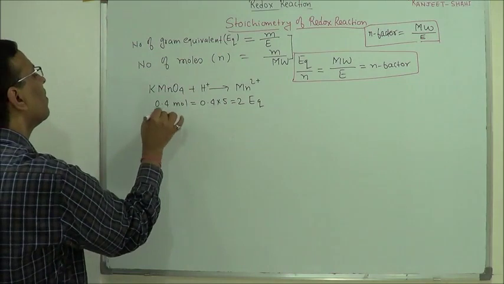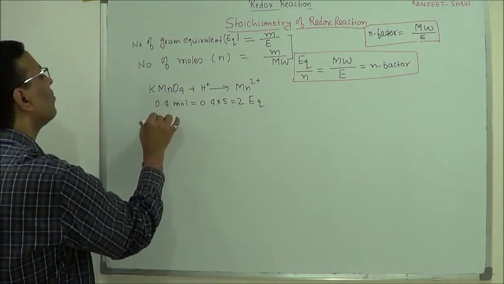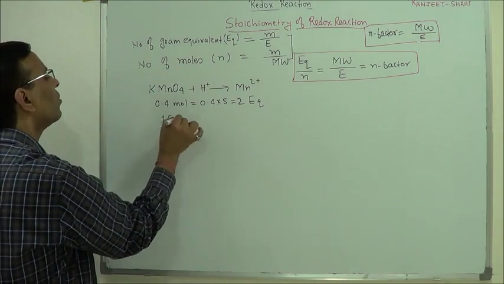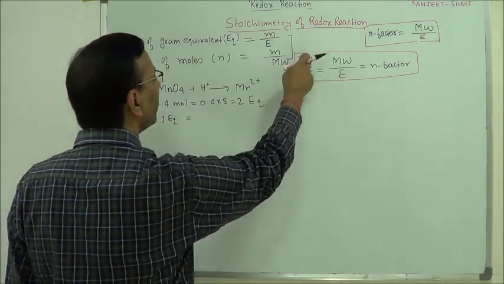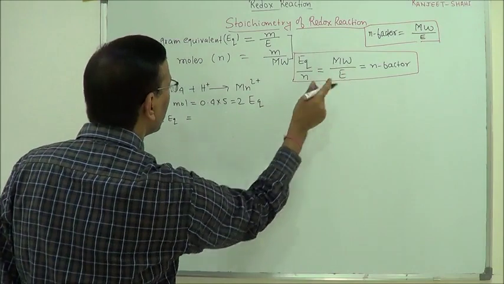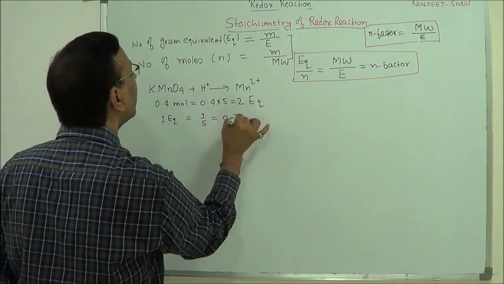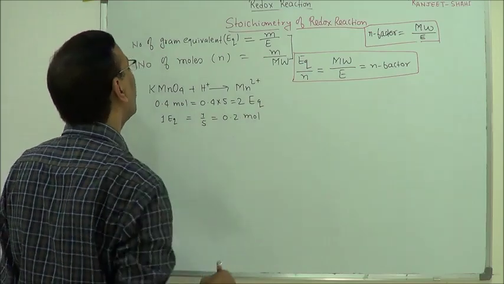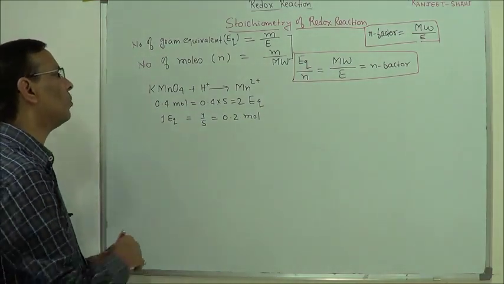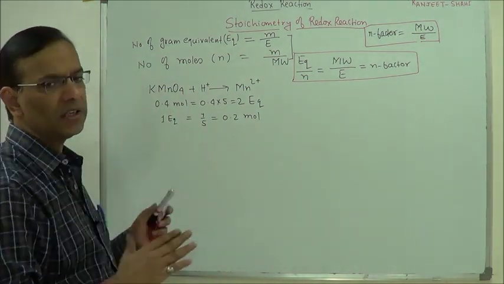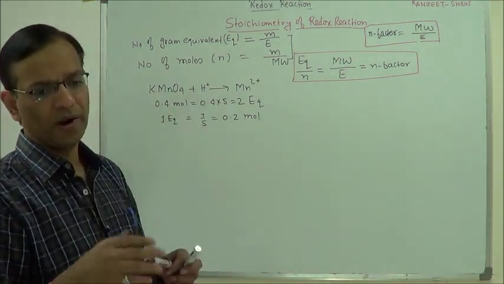And suppose if we have one equivalent and we want to convert it into mole, then number of equivalent divided by n factor gives number of mole. So 1 divided by 5, that is 0.2 mole. So mole can be converted into equivalent, equivalent can be converted into mole as and when required.